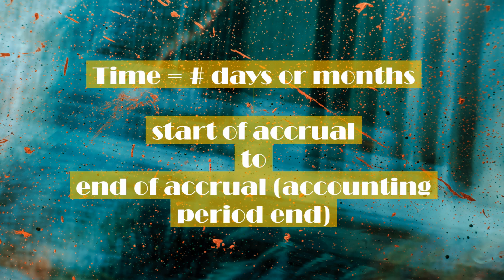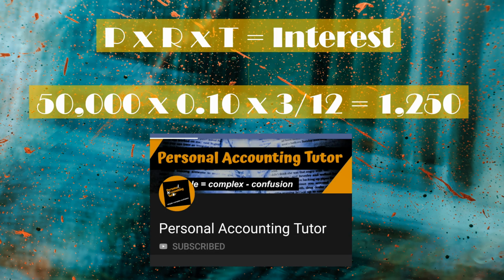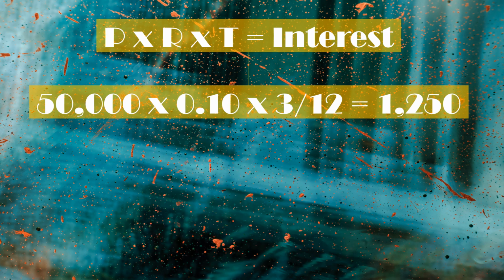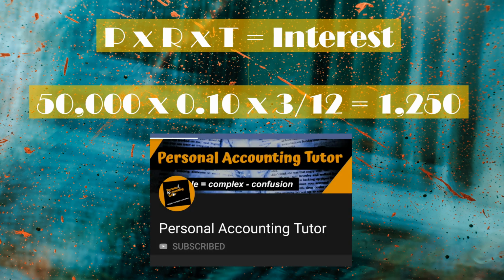So, PRT equals interest. So 50,000 times 10% times 3 over 12 equals 1,250 interest. Note that the rate of 10% is assumed to be per year unless otherwise stated. That's why we do 3 over 12.